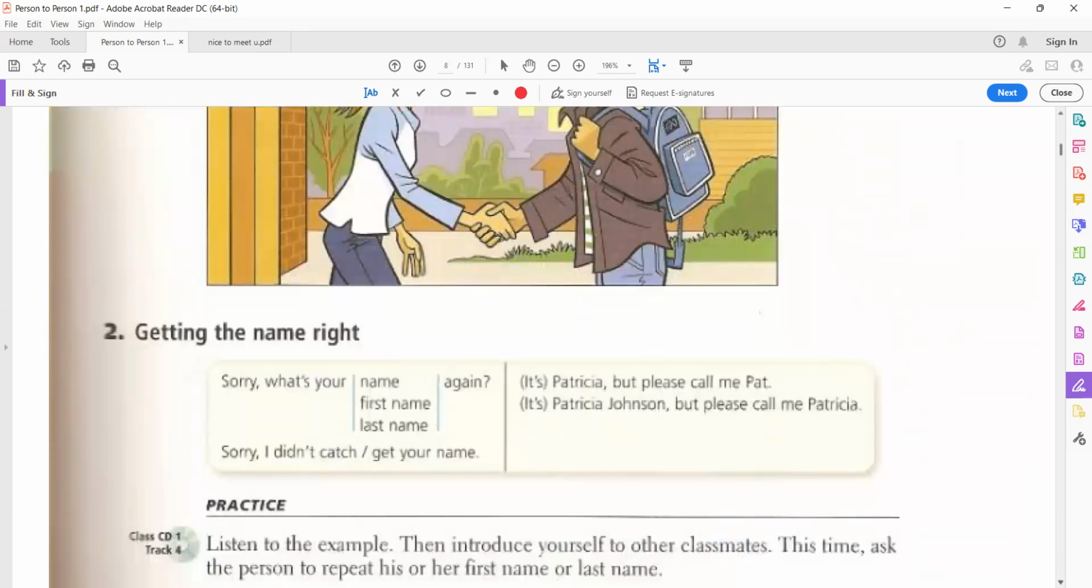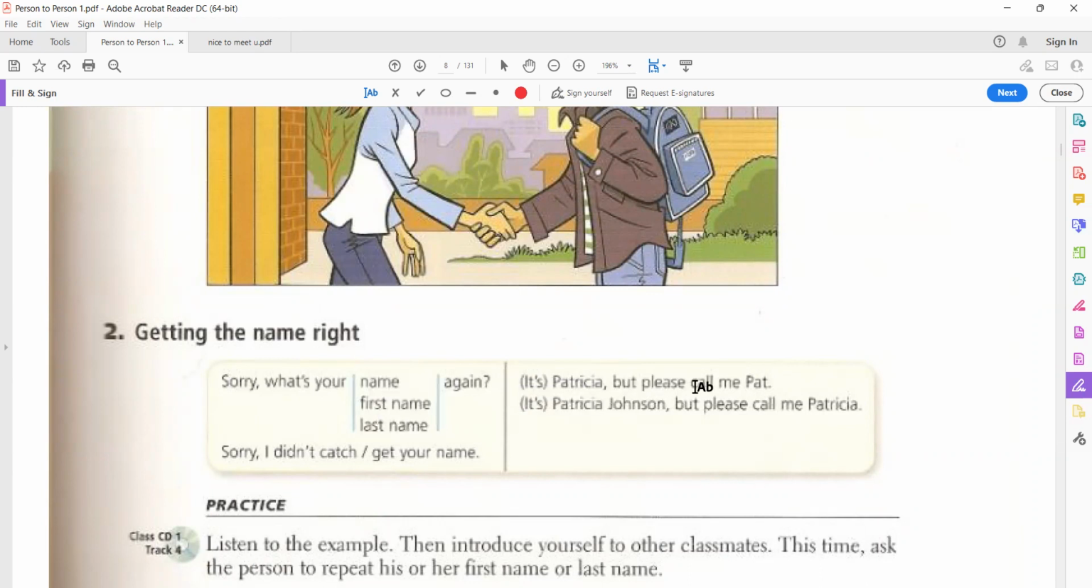let's go further here. Getting the name right. So he said, sorry, what's your name again? Now, usually if a person tells you his or her name, but you didn't hear their name well, or their name was very long and you did not quite understand what they just said, you can say, sorry, what's your name again? That means, can you please repeat your name again? Okay, or you can just say what's your first name or what's your last name.